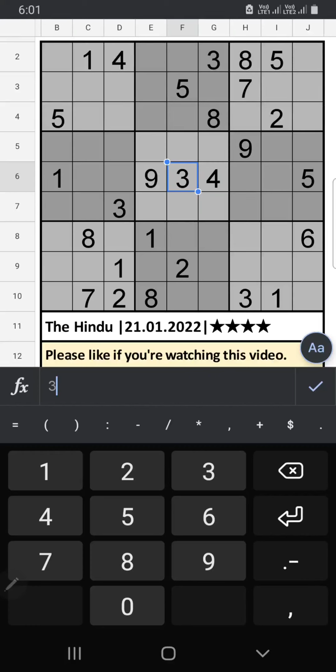Welcome to SkVm Sudoku. I am going to solve the Hindu newspaper Sudoku puzzle on January 21, 2022. 4-star Sudoku.